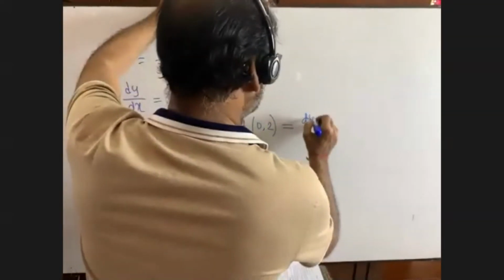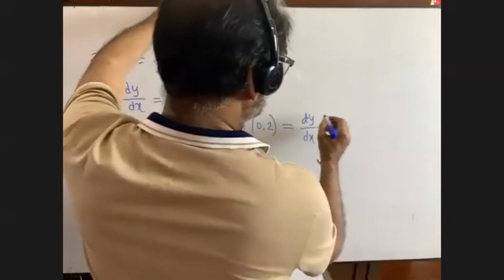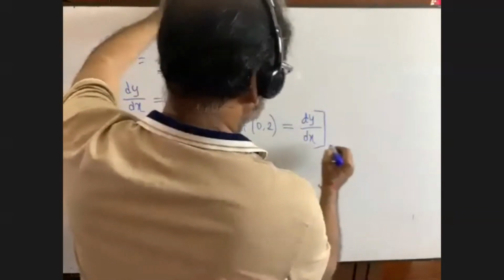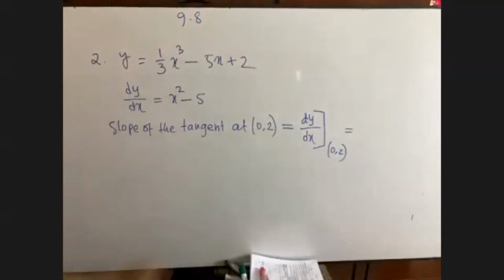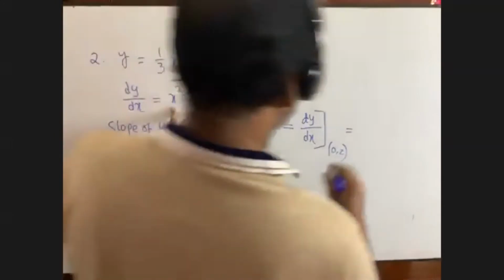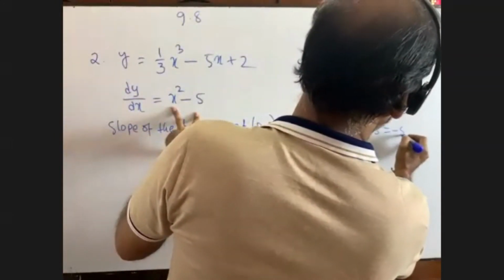It is dy by dx at (0, 2). Please, in this way you have to write (0, 2). What is meant by this? (0, 2) means the value of x is 0 and the value of y is 2. That is 0 square minus 5, and 0 square minus 5 is equal to minus 5.